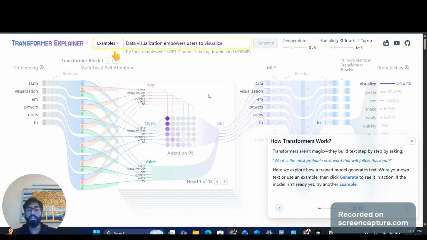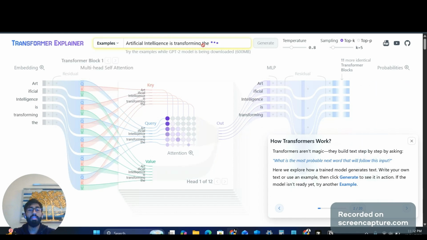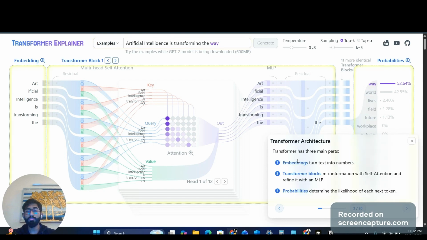Here it says we can explore how a trained model generates text. Write your own text or use an example, then click generate to see it in action. These are examples, so let me try: "Artificial intelligence is transforming". Now it's going to generate, and as you can see, it gives "the way" at 52%. We'll get more into how it got the word "way", but let's see.